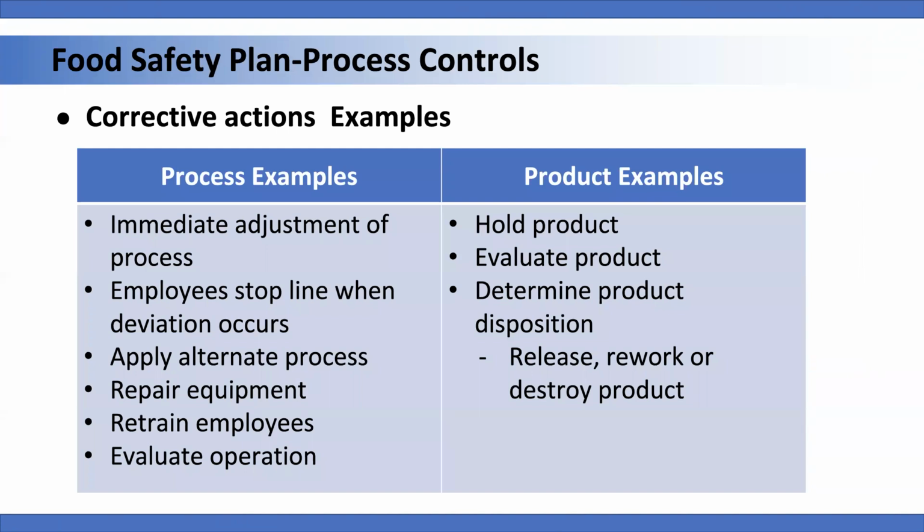These are examples of corrective actions. Immediately adjust process, stop processing line when deviation occurs, apply alternative process, repair equipment, retrain employees if necessary, or evaluate operation, including formulation. If you have any defect product, hold, evaluate the product, and determine the disposition of the product, such as release, reprocess, or destroy it.